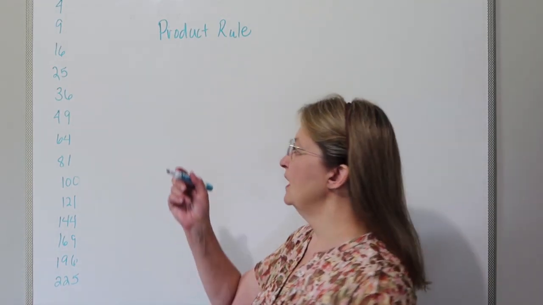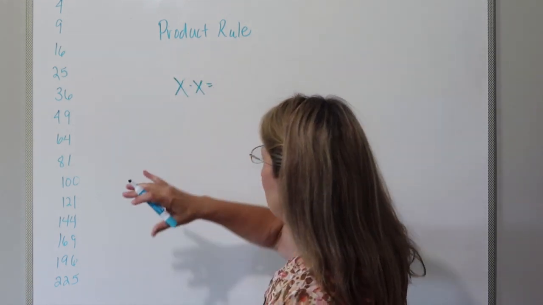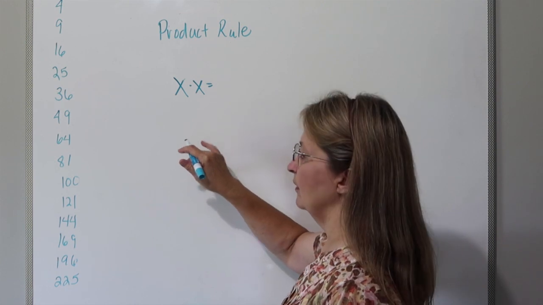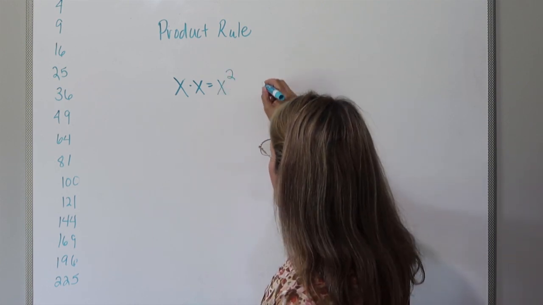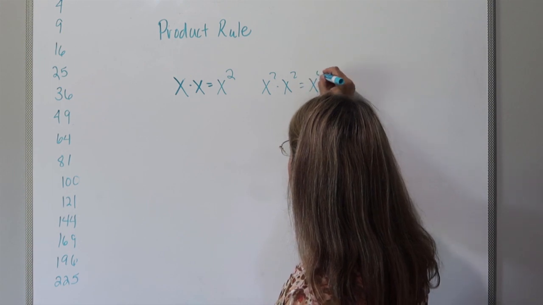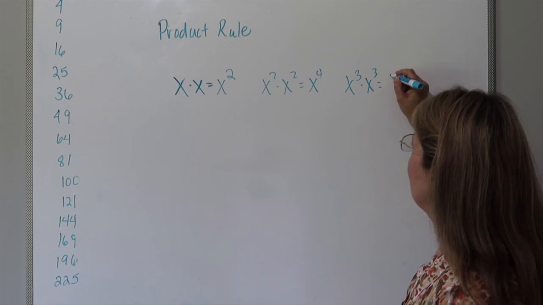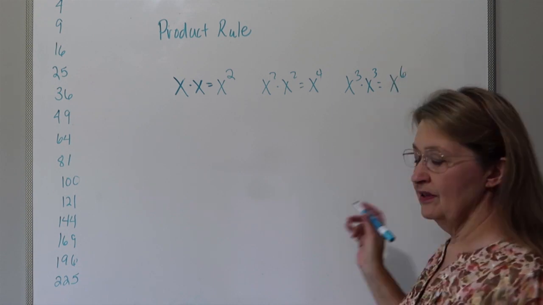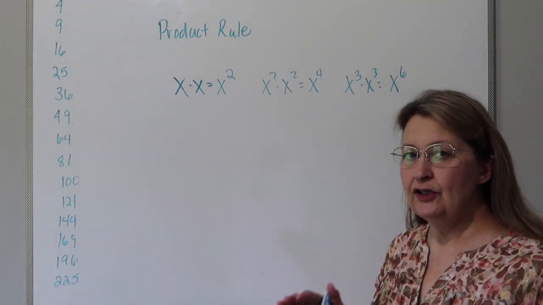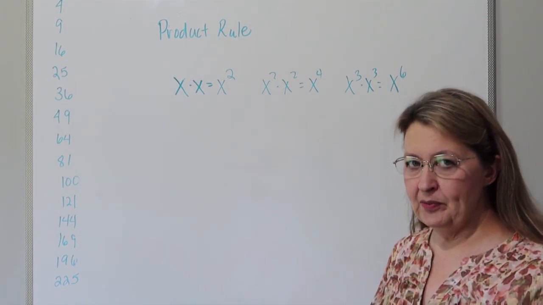Now let's back up just a second and remember our product rules for multiplication. What was x times x? That was x squared. All right, what was x squared times x squared? That was x to the 4th. What was x to the 3rd times x to the 3rd? That was x to the 6th. Remember, you're adding your exponents. When you multiply bases, you add the exponents.